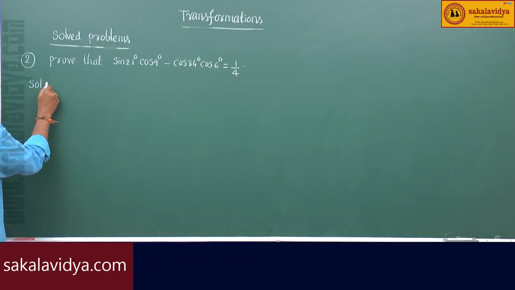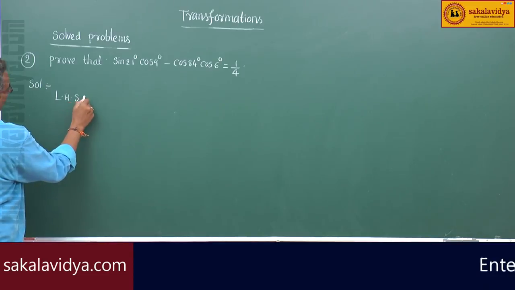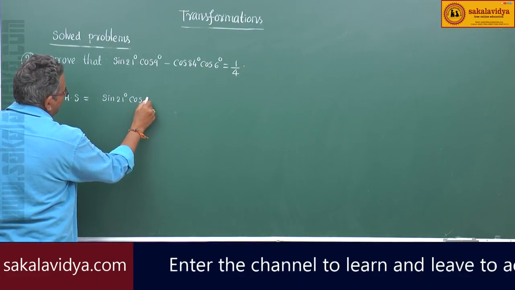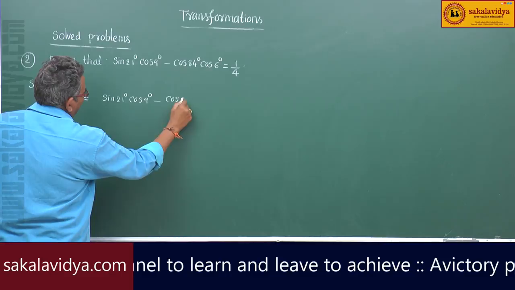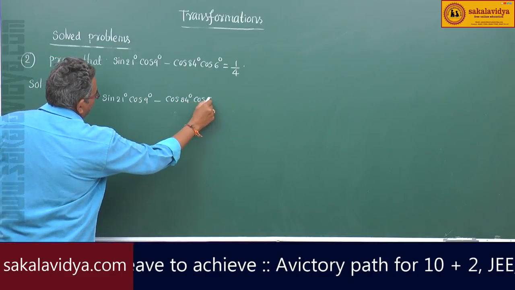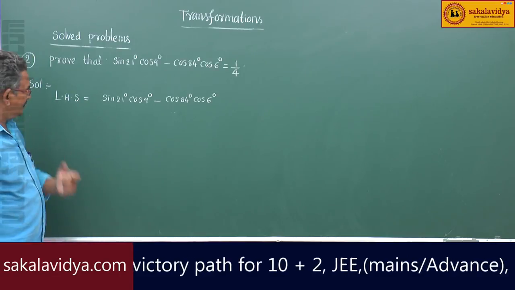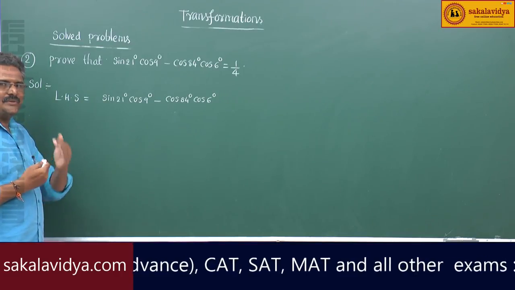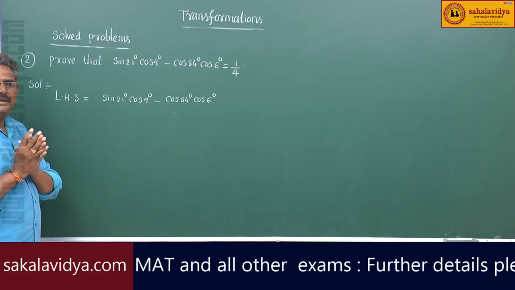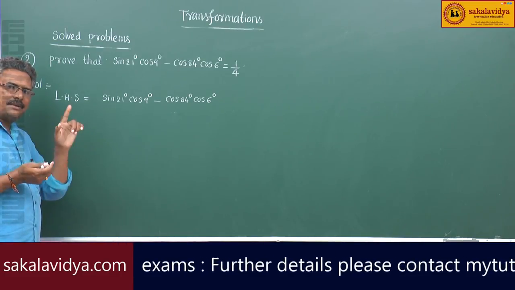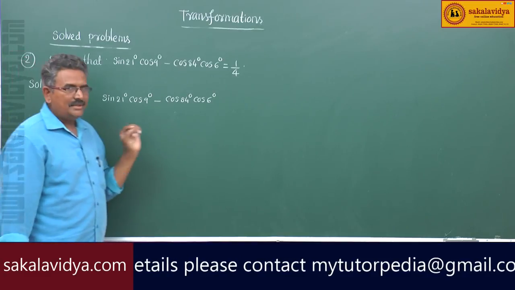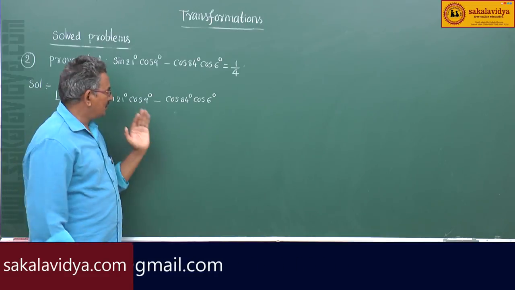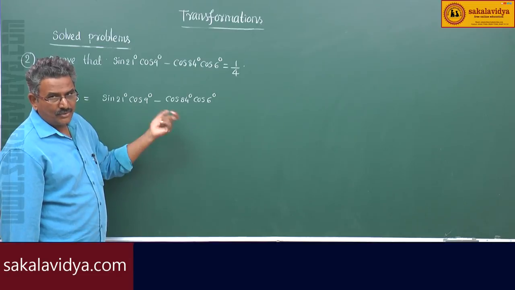Now, take the left hand side: sin 21 degrees cos 9 degrees minus cos 84 degrees and cos 6 degrees. Just observe, this is in the form of sin A cos B. 2 sin A cos B can be written as the sum of sin of A plus B plus sin of A minus B. 2 cos A cos B can be replaced by cos of A minus B plus cos of A plus B. So we have to multiply by 2 and divide by 2.